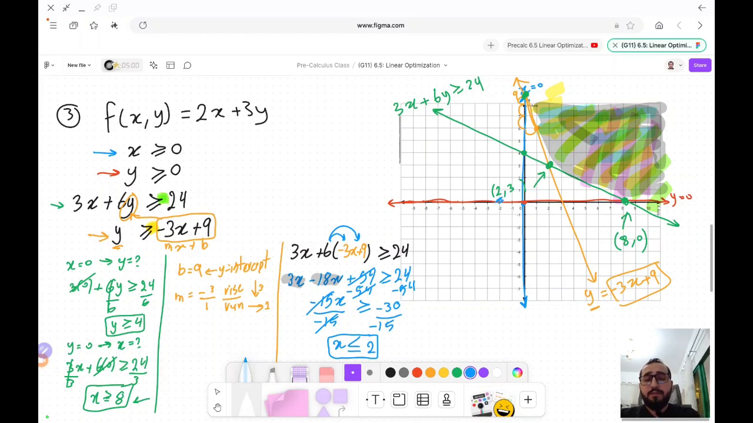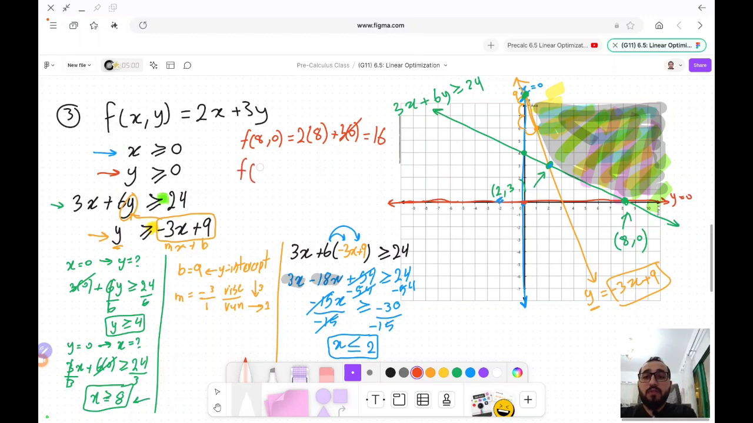Now this is the way of finding the intersecting point if you don't know it. If you know it from the graph, it's fine. Now let's substitute the points in my equation here. The first point, let's take (8, 0). So when x is 8, y is 0. So 2 times 8 plus 3 times 0. This part is equal to 0. So 2 times 8 is equal to 16.